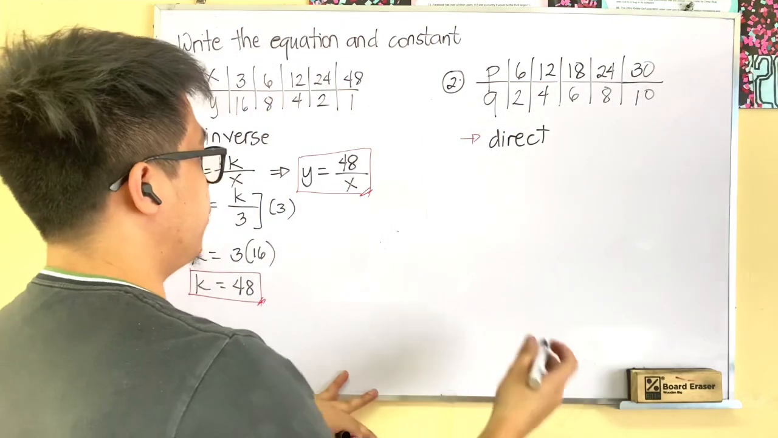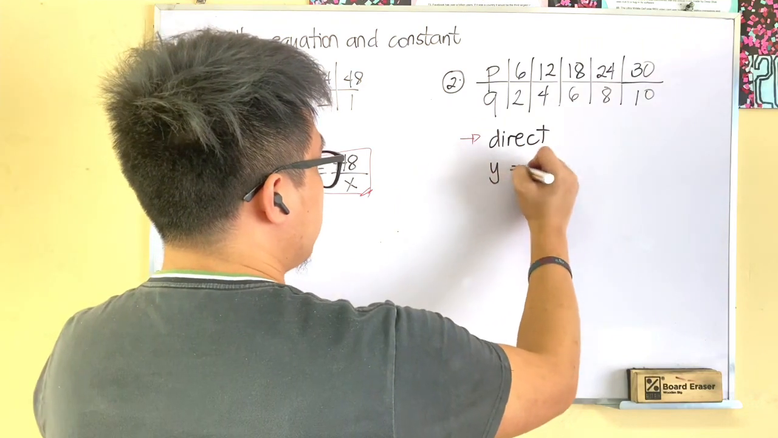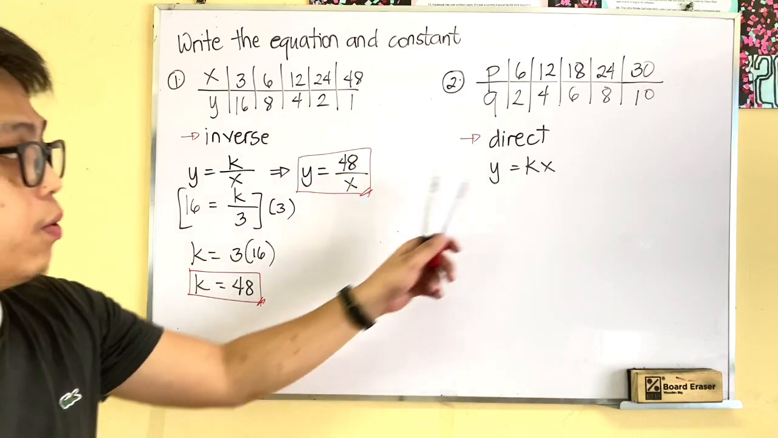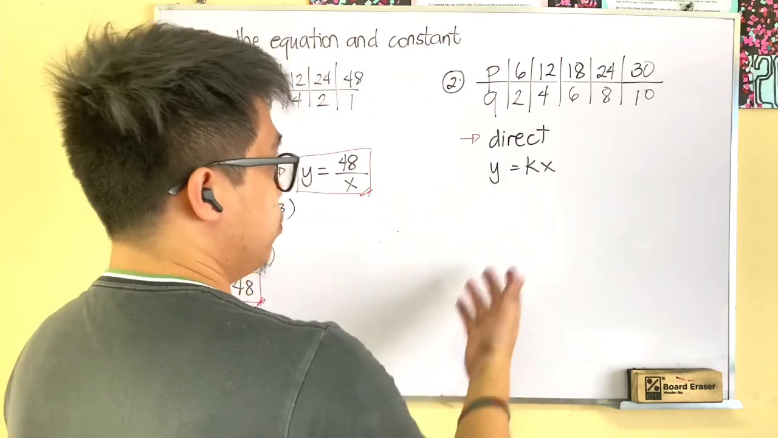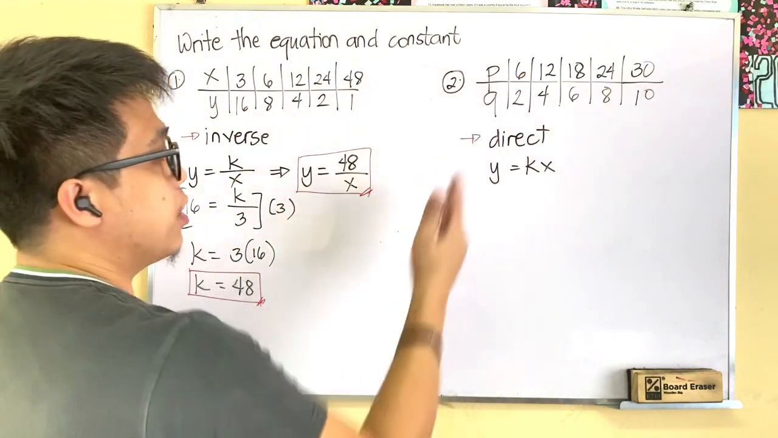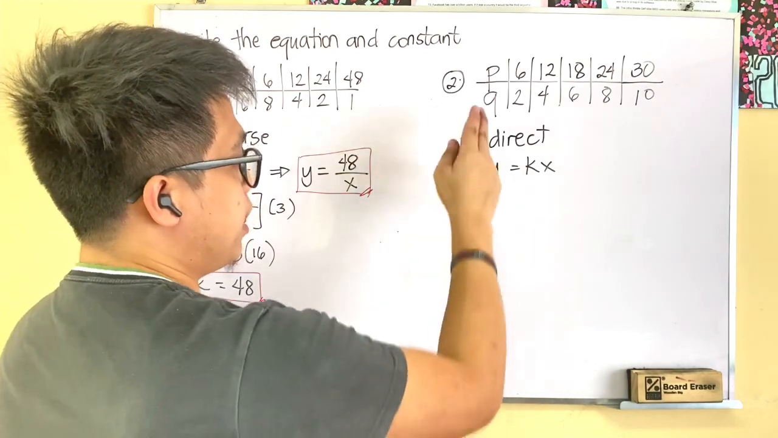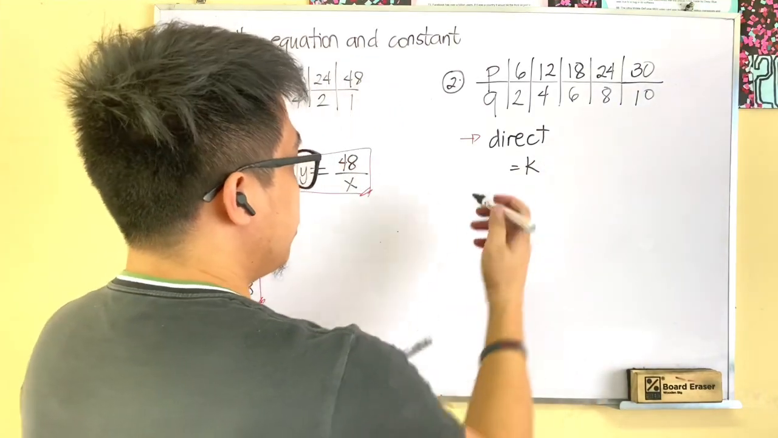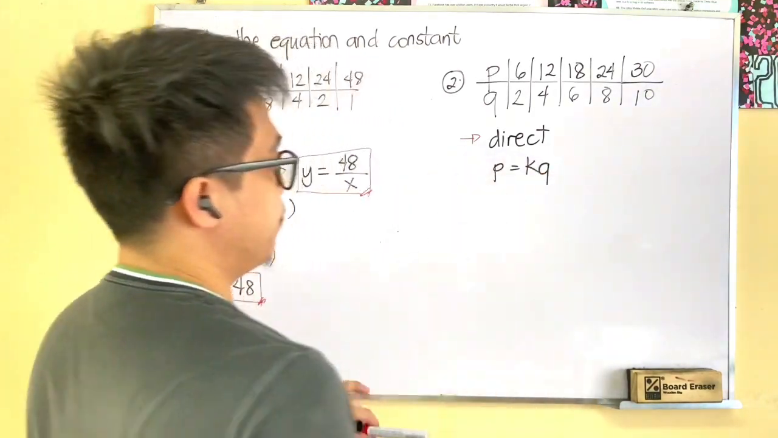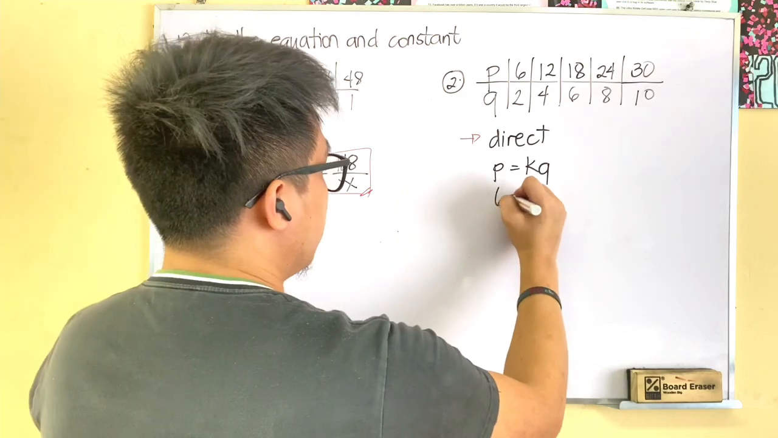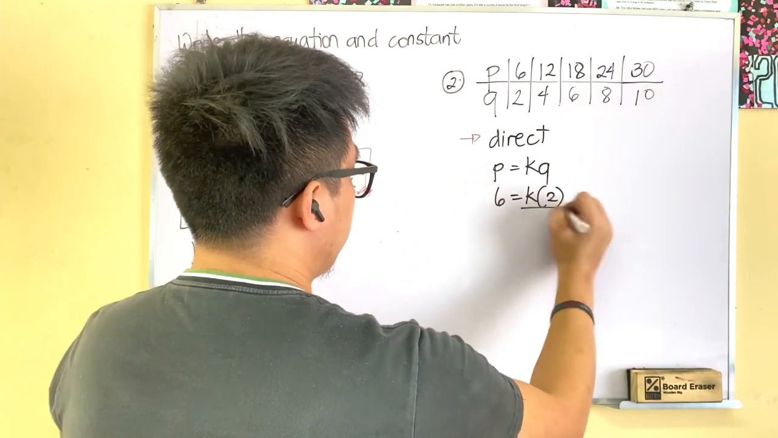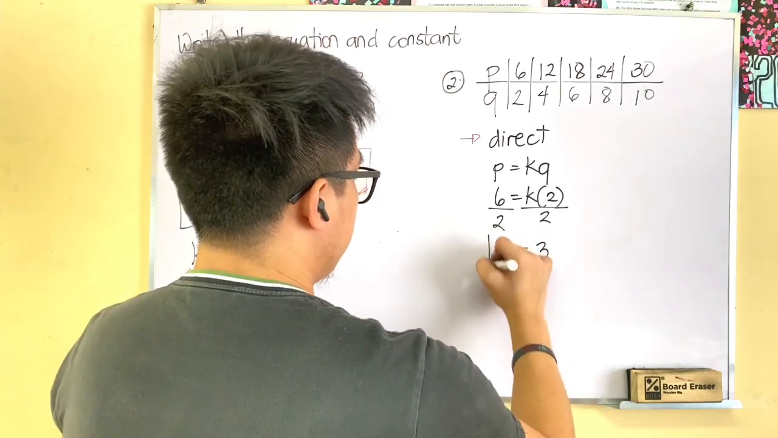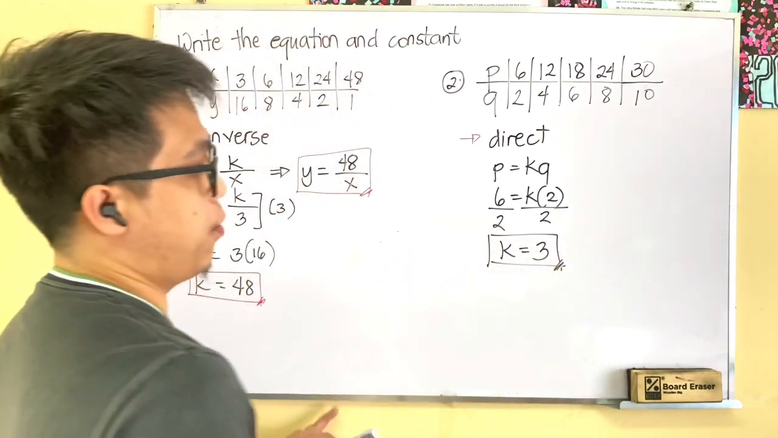And what is the standard form of a direct variation? So y is equal to kx. Now, how will we find the value of k or the constant? So, ganun lang din. Pares lang dito. Substitute lang natin yung value ni P and Q. So, palitan natin to. Gawin natin siyang P and Q. Napakasimple. P is 6 when Q is 2. Dividing both sides by 2. Therefore, K is 3. So, this will be the value of our K.